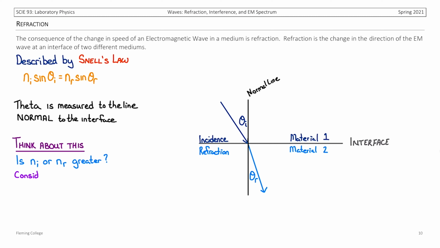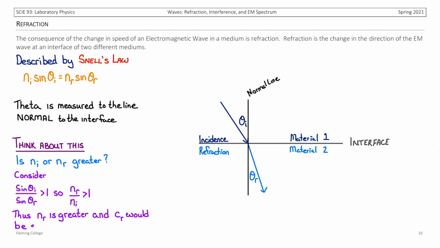All right, I'll give you some of the solution here. Consider the sines of the angle of incidence compared to the angle of refraction. We know that these will be greater than 1, which means if we've rearranged Snell's law, we know that the index of refraction in the refraction material compared to the index of refraction in the incidence material must also be greater than 1. Thus, the index of refraction in the refraction material is greater, and c would be slower in the refraction material.